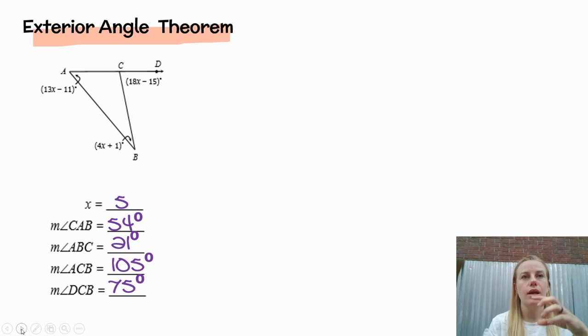We also know that angle A and angle B add together to give me that angle C on the outside, so I can add 54 and 21. That gives me 75 as well. There's multiple ways of going about this. There's not one right way of getting that measure.